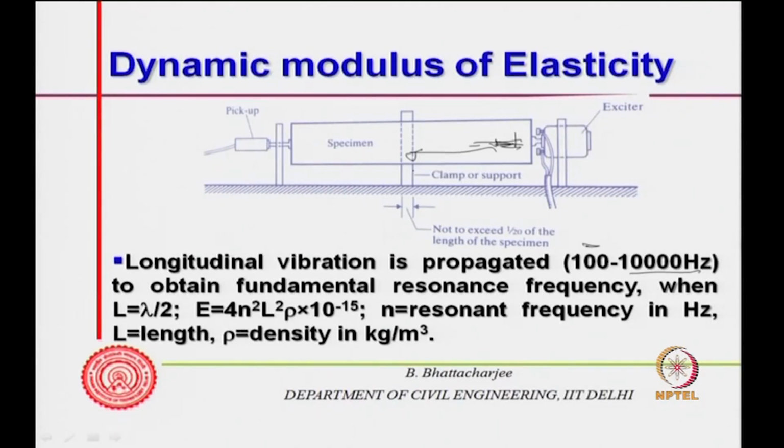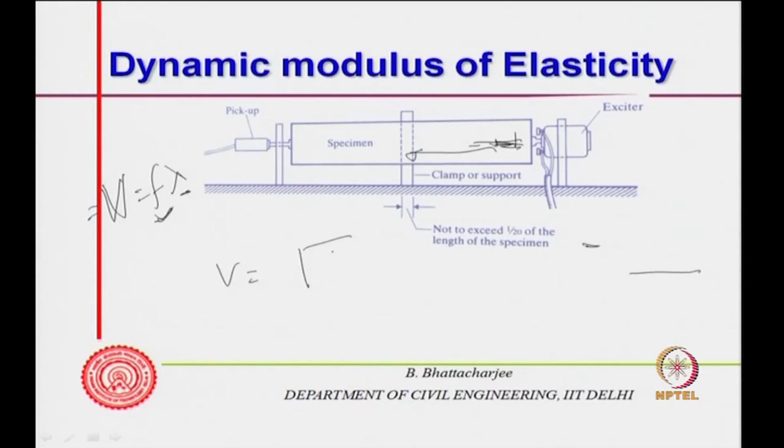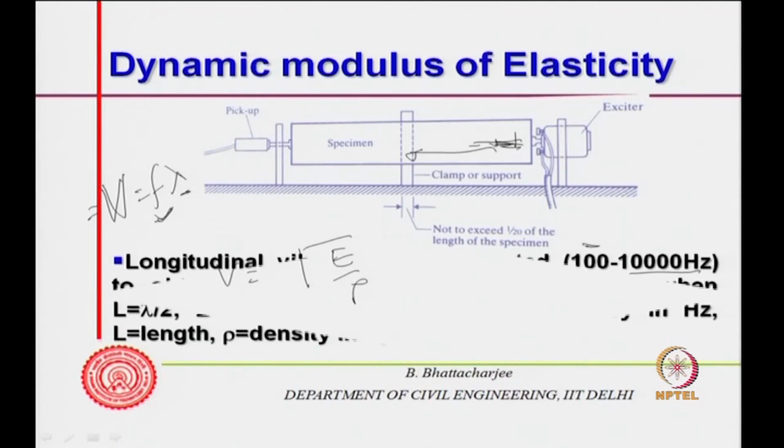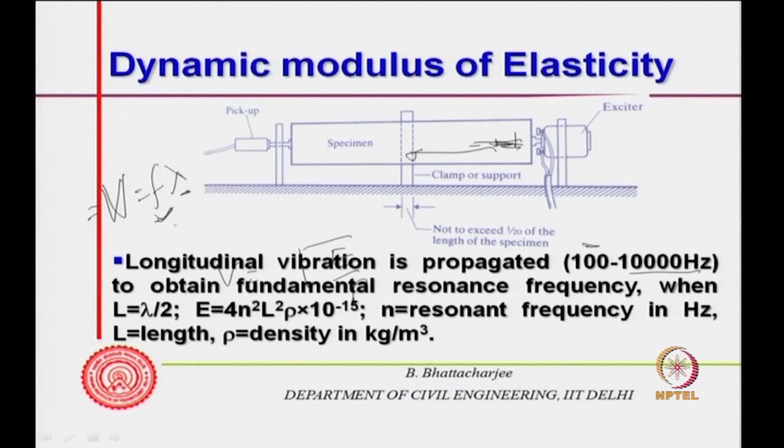So, you find out the frequency at which resonance is occurring, and you know V equals f lambda. So, the frequency you have determined, therefore, lambda is equal to 2L. And V, as I mentioned a few minutes before, is a function of E by rho.